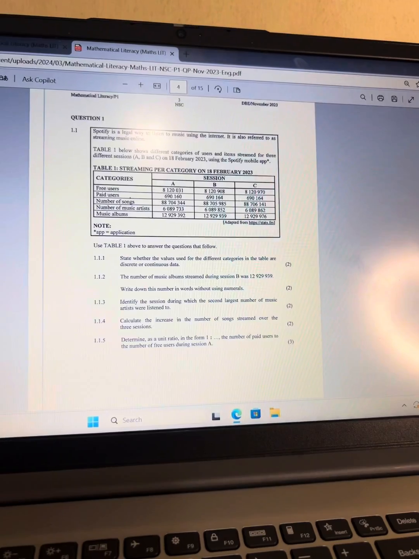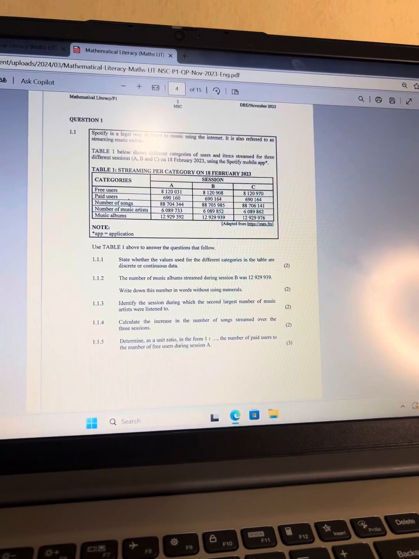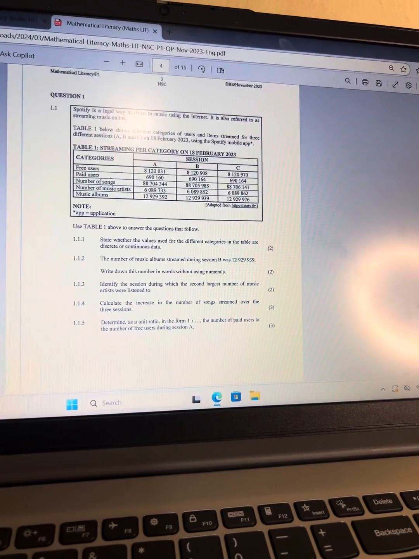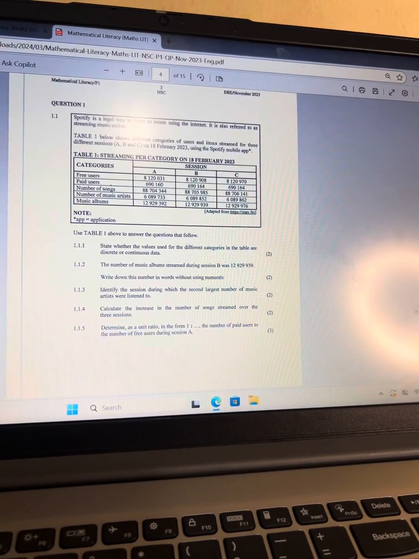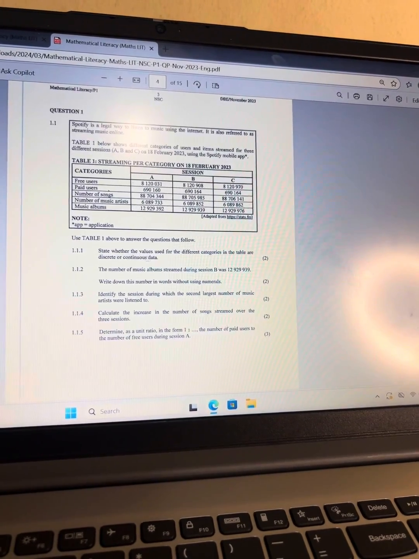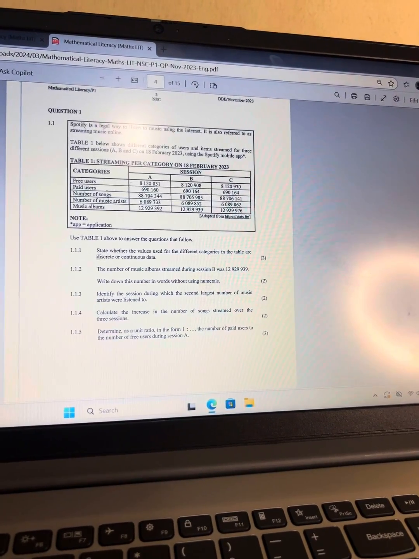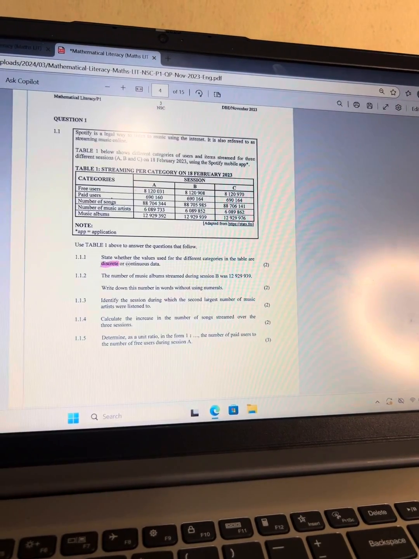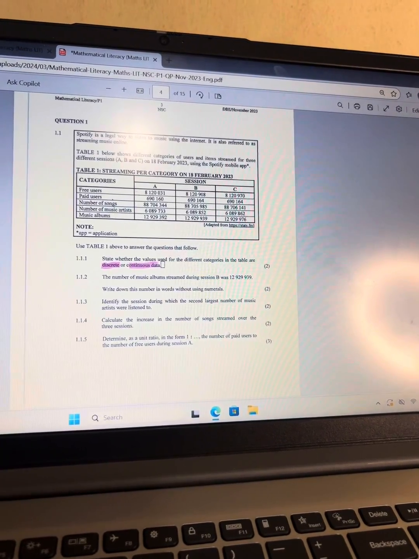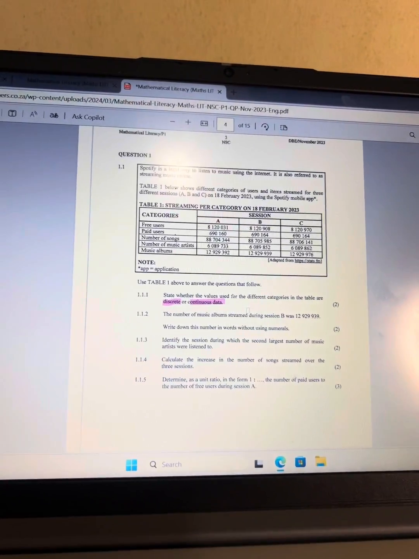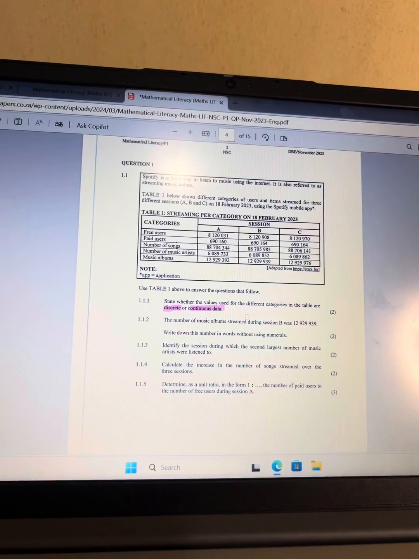In 1.1.1, they stated: state whether the values used for the different categories in the table are discrete or continuous. Before you answer this question, you must understand the word discrete, and we must also understand the word continuous. That will help us in order to answer the question.